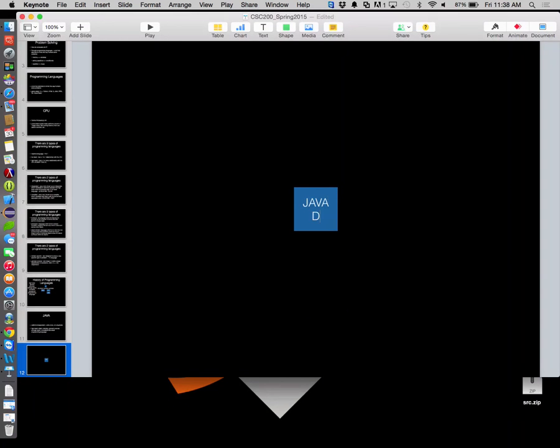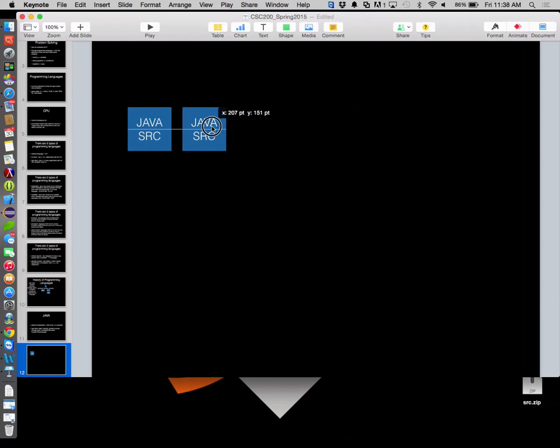So we'd have our Java source. So that's going to be our Java code. We write our Java source code, which is a high-level language. We're going to send it through the Java compiler, javac. Okay? Now remember, compilers convert between a high-level language and a low-level language. That's the job of that tool, right?